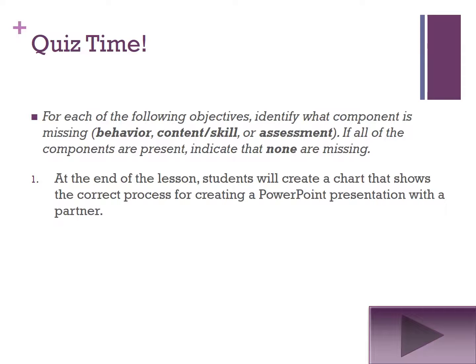Now let's make sure we really understand the 3 critical components of a good behavioral learning objective. Read each statement and identify which of the 3 components are missing. If all of the components are present, then simply know that none are missing. After you've thought about the statement, click the arrow at the bottom right-hand corner of the screen and see if you are correct.